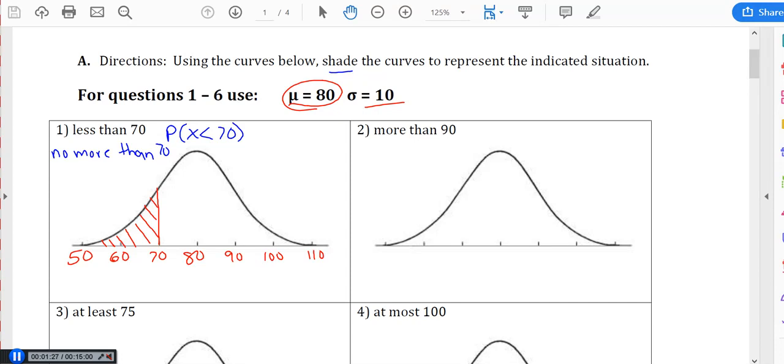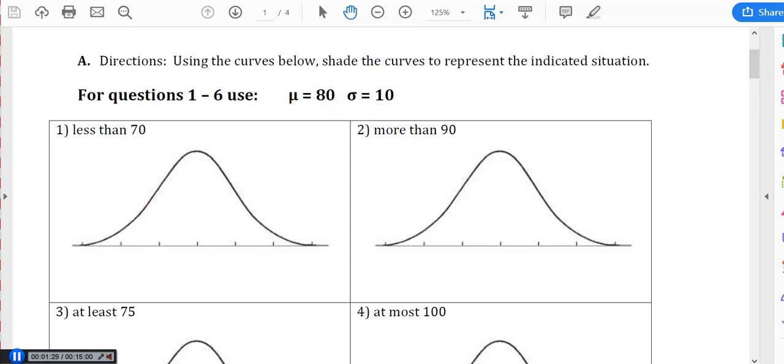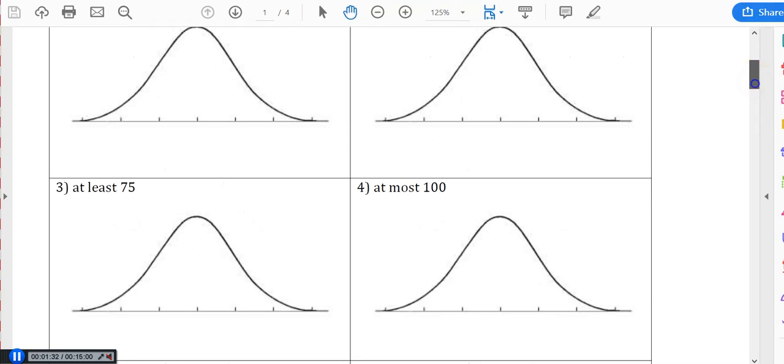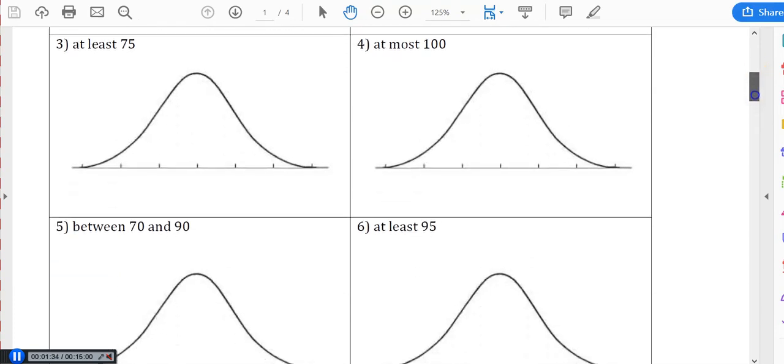Okay, let's move on to our next one. Clear this out. So for number 2, I have an at least. At least, so I want to have X is going to be greater than 75. Remember, later on we're going to need to know the probability of that, so let's put the P there now. So P of X greater than 75. It's a good way to remember that.